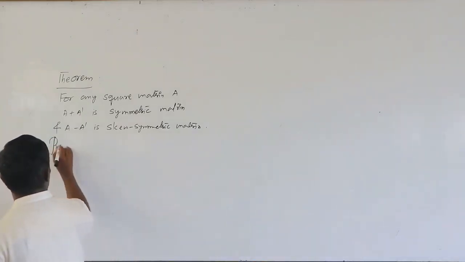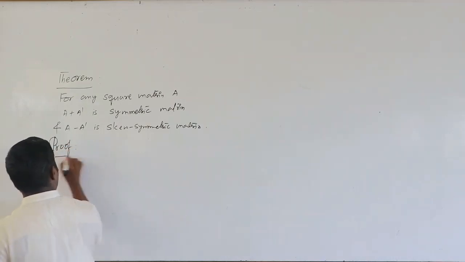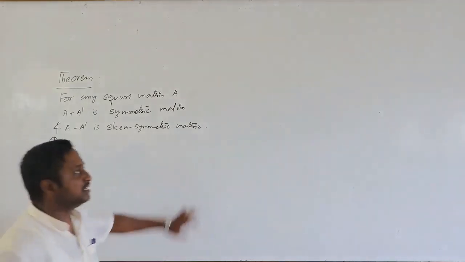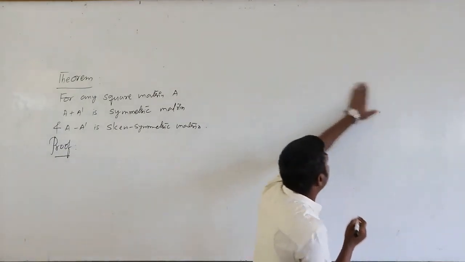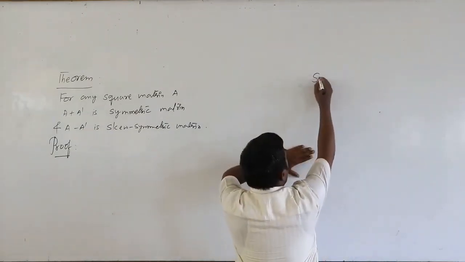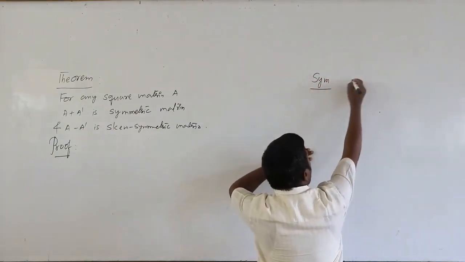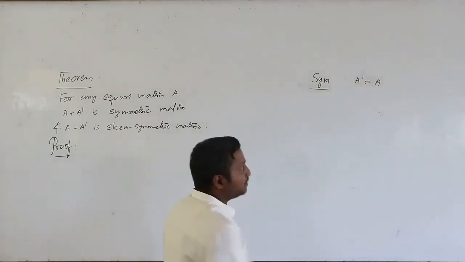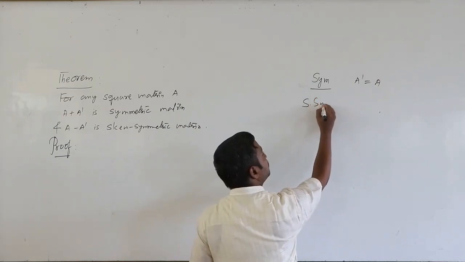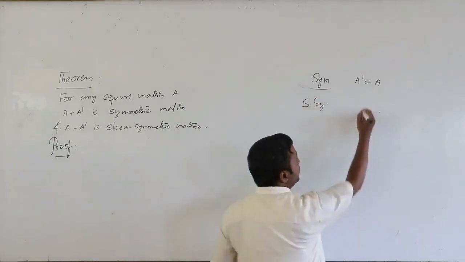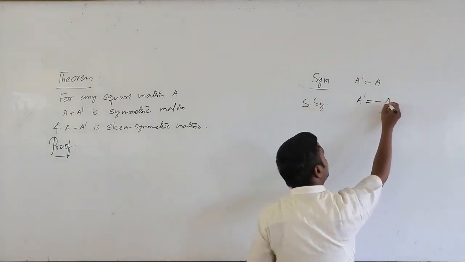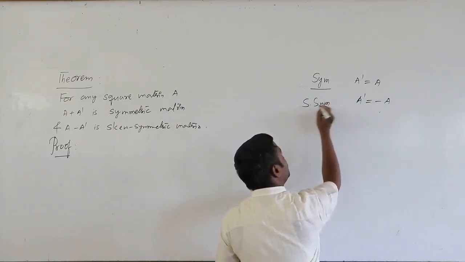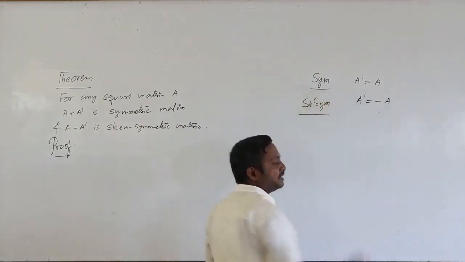Just you can ask, what is the symmetric definition? I said very clearly. Symmetric matrix definition is A dash equal to A. What about skew symmetric? Skew symmetric definition is A dash equal to minus A. This is the skew symmetric definition. This is the symmetric definition.